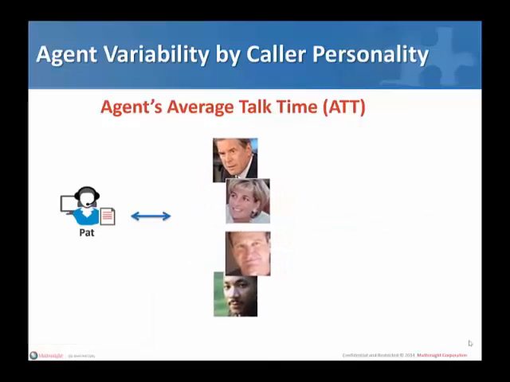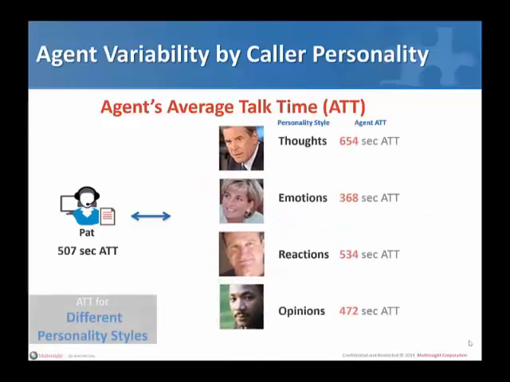However, not all callers communicate in the same way. There are different personality styles. Remember, Pat averaged 507 seconds, but not all callers communicate in the same way. And you can see Pat has strengths and weaknesses at handling the different personality styles, and you can see this variance. So Pat's very good at an emotions-based call. It actually goes down to 368 seconds for average talk time. But if you go one above and see thoughts, Pat struggles, and that average talk time goes up to 654 seconds.